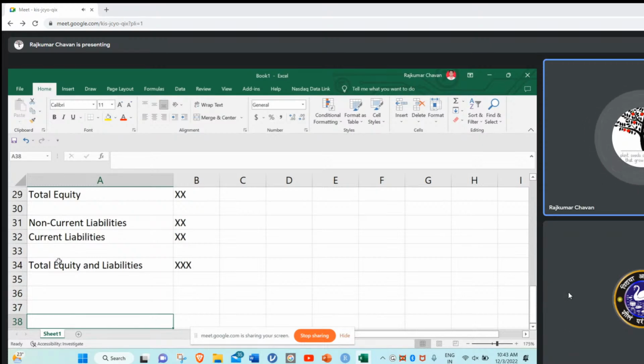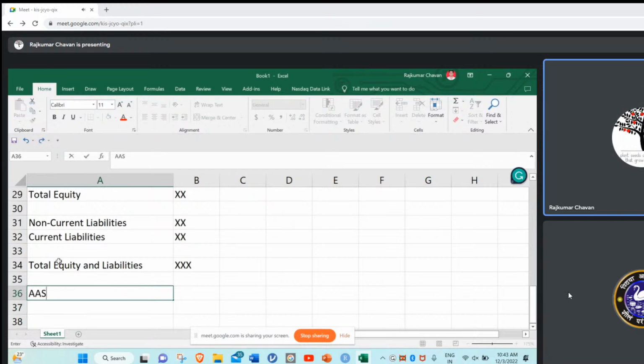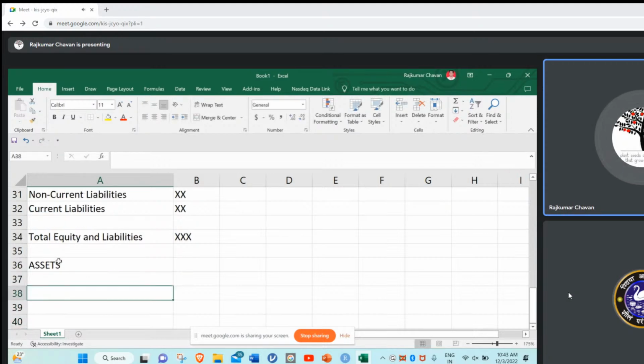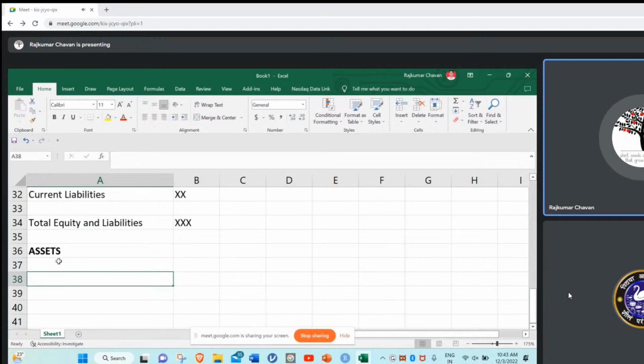So equity. So let us go now to the asset side. So we will write here assets. Next, on the asset side, we'll write down again. Assets are also divided into how many types? Two types of assets. What are the two types of assets? Current assets and non-current assets. We don't say fixed actually, but we say like this. Assets are two types. What are those? First one is non-current assets and current assets.